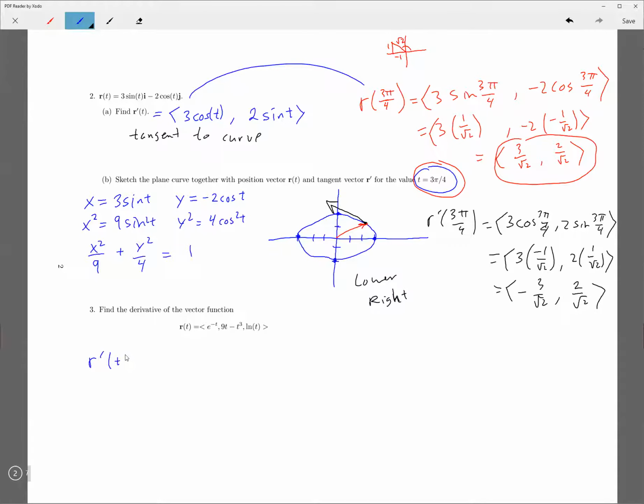Derivative of this function. Well, that's all we have to do is take a derivative. What's the derivative of e to the negative t? Negative e to the power of negative t. Excellent. And then the next one? Minus 3t squared. And then this one? 1 over t. Excellent. So let's just put that in there.